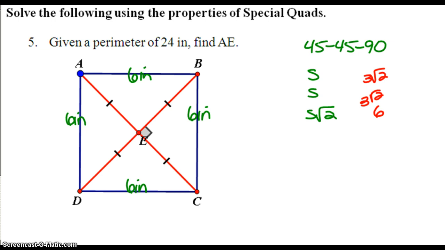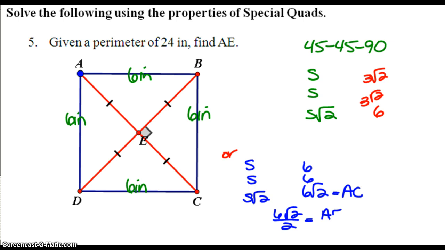Again, I apologize, I'm using my airliner, which makes it a little challenging to write. Or we could have looked at the big triangle and said, wow, we have side, side, side root 2, and our sides are 6. Our whole diagonal, AC, is 6 root 2. And then we take our 6 root 2 and divide it by 2 to get AE, which is 3 root 2. So there are two different ways you could have gone about finding your 3 root 2.